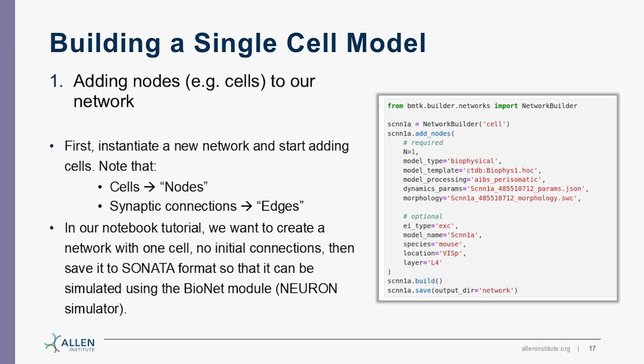And so you instantiate your network and start adding cells, which are the nodes. And in this case, we will have no synaptic connections. So the first example would be an iClamp experiment, where you stimulate your neuron with a long square current pulse. And synaptic connections in BMTK are named edges, kind of like a graph. And in our network, we want to create one cell, no initial connections, and then save it in Sonata format into the network folder and use Bionet, which uses Neuron for running the simulation.